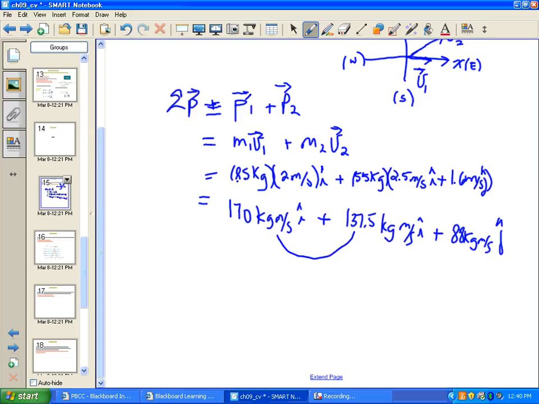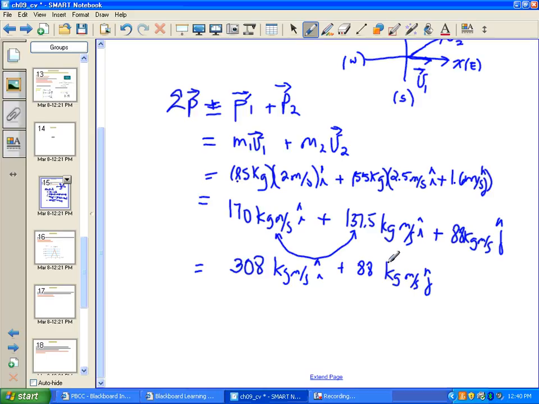Now these two terms are I-hat terms, and so it is perfectly all right to combine them. In fact, we should, because we want to reduce to the lowest term. Okay, let's take into account three significant figures: 308 kilogram meters per second I-hat plus 88 kilogram meters per second J-hat.